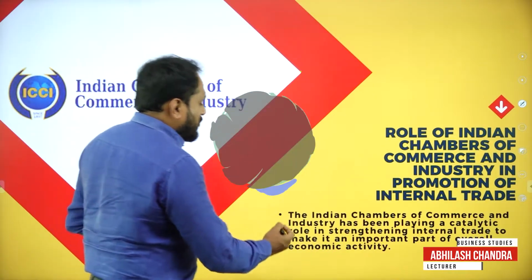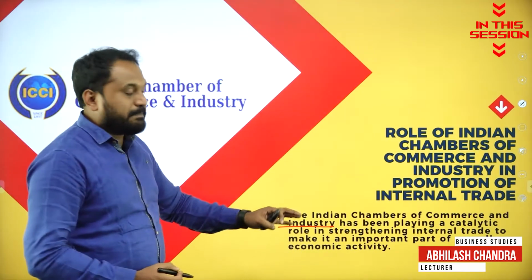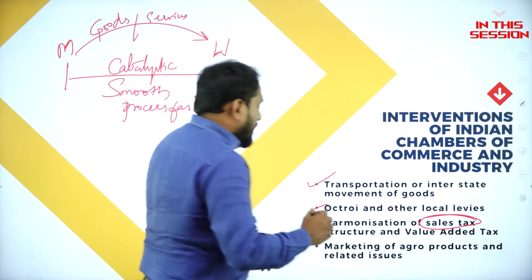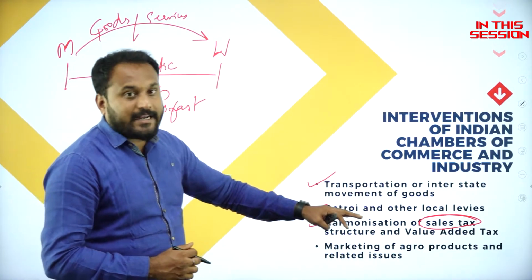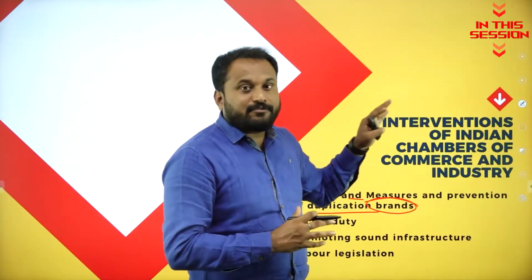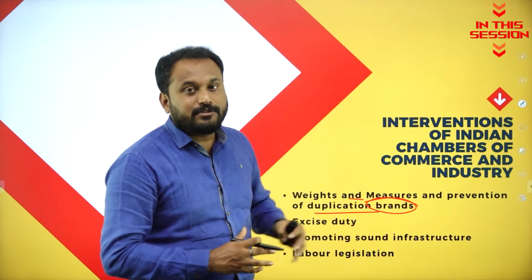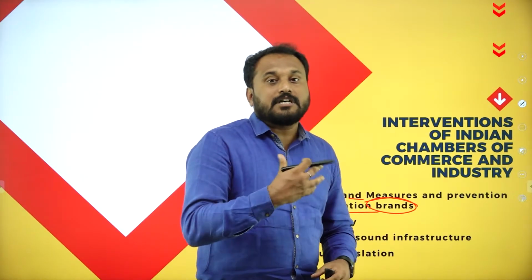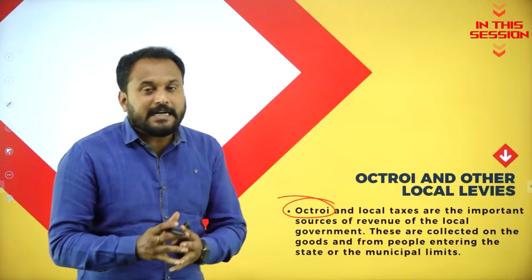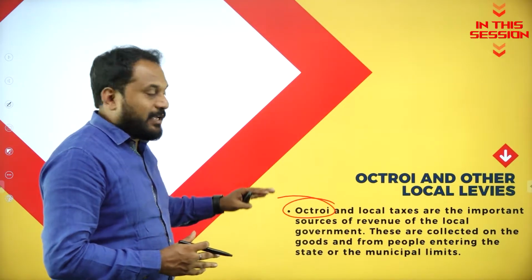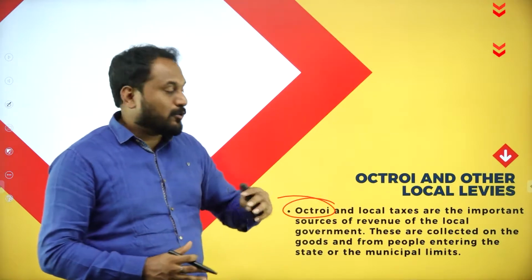The Indian Chamber of Commerce and Industry has been playing a catalytic role in the harmonization of sales tax structure and value added taxes. Now, these Chambers of Commerce and Industry are the people who used to come for the safety against adulteration as well. In some parts of India, we still have Octroi and local taxes.